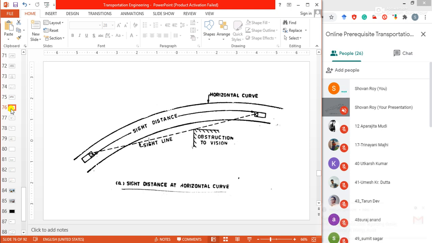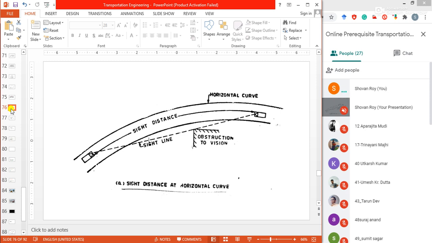One is the stopping sight distance, where the driver is traveling at the design speed. There is some speed limit. The driver traveling at the design speed has sufficient sight distance, or length of road visible ahead, to stop the vehicle in case of any obstruction on the road ahead without collision. That is stopping sight distance.